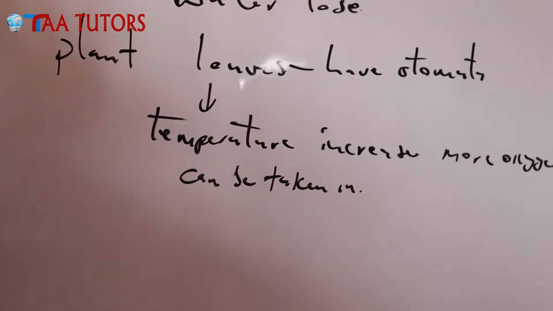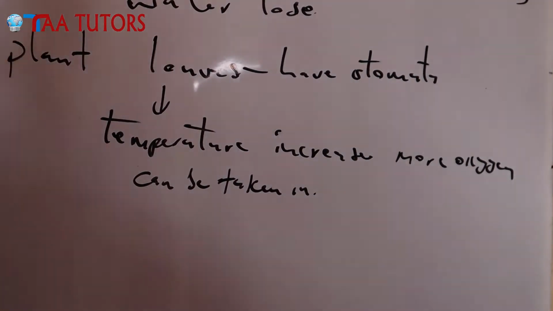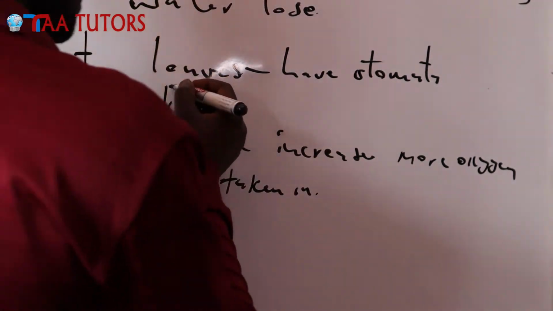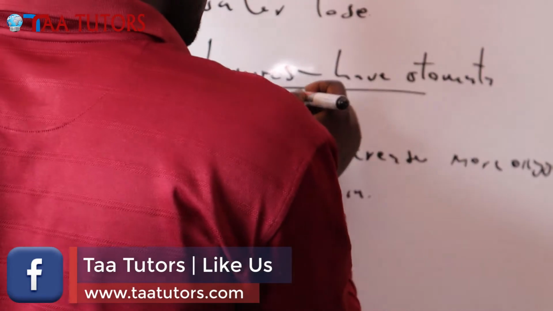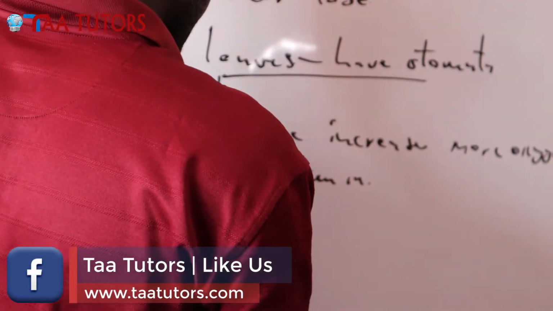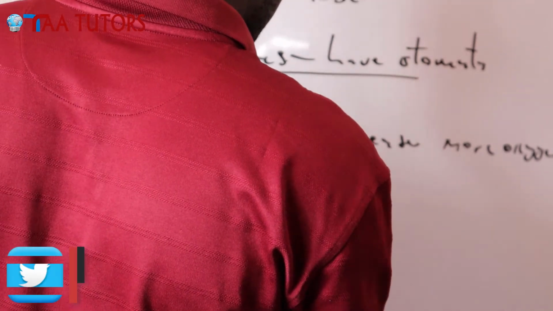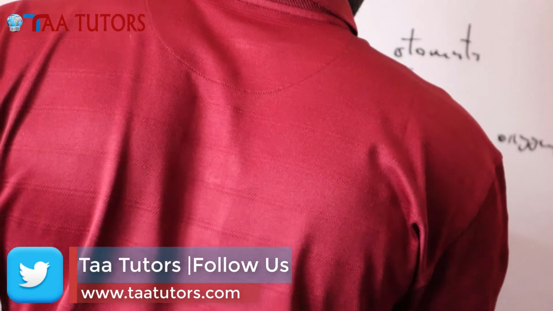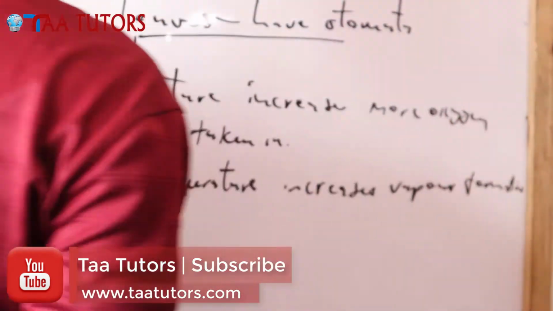Now, how is this going to facilitate water loss? By the time the temperature is high, I want you to note that the leaves have their water, and their water will be vaporizing quickly. So high temperature increases vapor formation. So more vapor is formed.